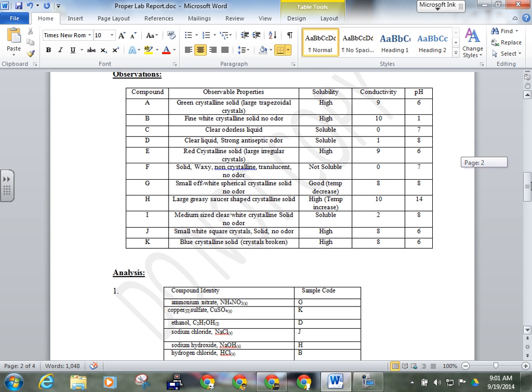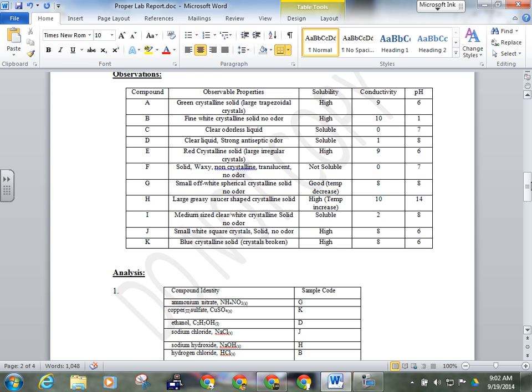Then you had your observations chart, which basically you just had to fill in your data from the lab. A was a green crystalline solid that was high solubility, 9 conductivity, pH of 6. B was a fine white crystalline solid with no odor, high solubility, 10 conductivity, pH of 1. That was the one I told you, remember, it was already dissolved in water for you. That was sample B.